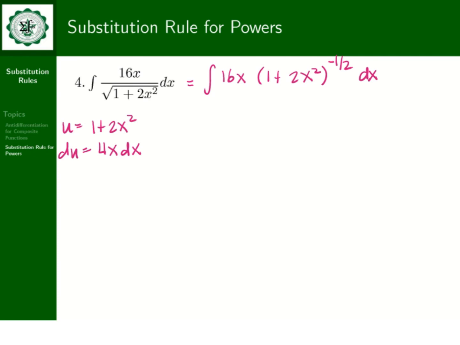Now, to perform the substitution, our base will be changed into u. So that would be u raised to negative 1 half. However, based on our substitution, du is equal to 4x dx. Now, in our given, what we have is 16x dx. So what we could do here is, since 16 may be factored as 4 times 4, we have 4 times 4x, and then you have 1 plus 2x squared raised to negative 1 half dx.